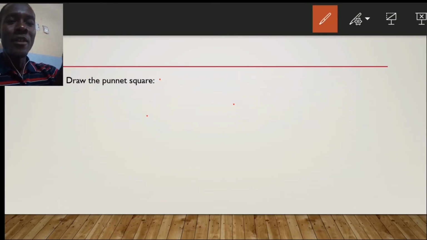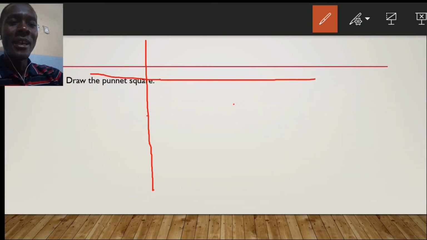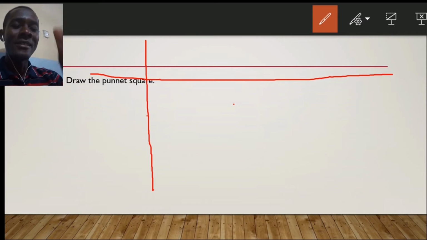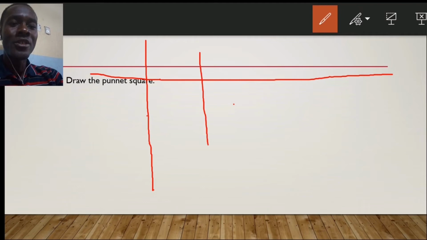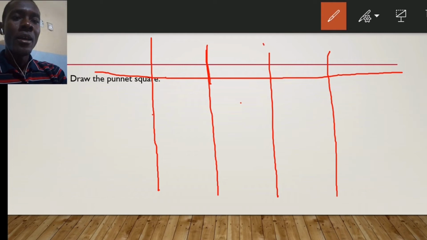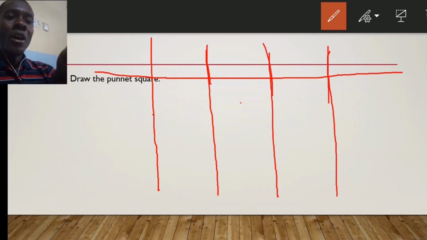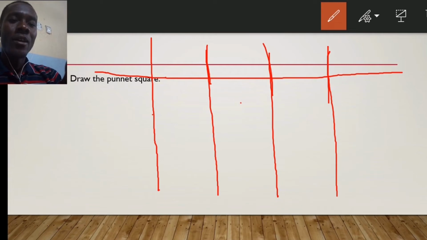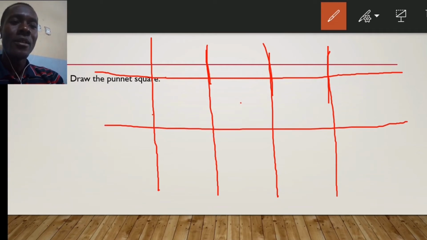First of all, you make your vertical line, intersecting with your horizontal line in this format. And then you make 4 columns on the vertical dimension. Also, you do 4 columns on the horizontal dimension.